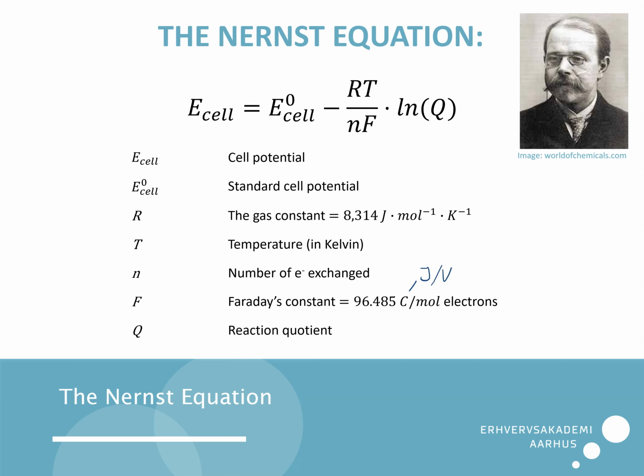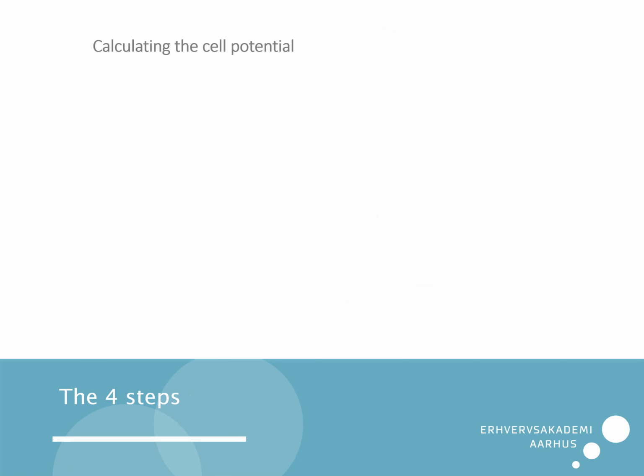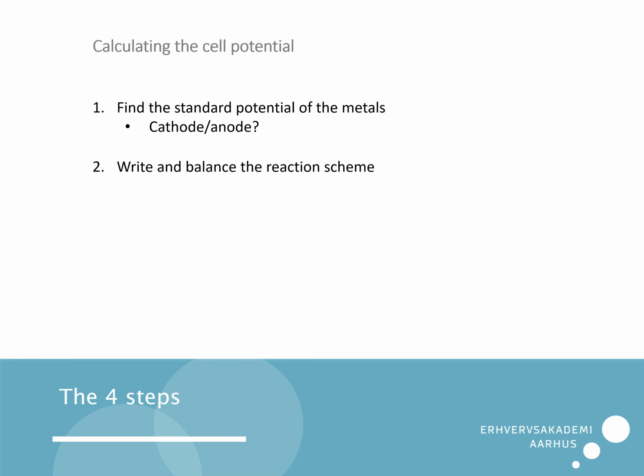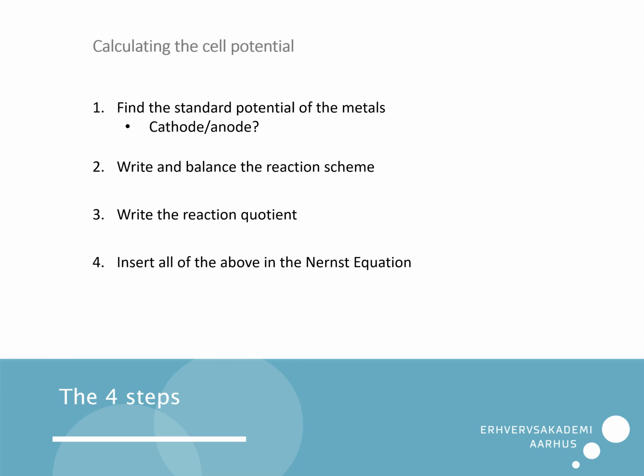Let's use our nickel-chromium cell to see the Nernst equation in action. We can break down the process into 4 steps. The first step is to find the standard potentials of our individual half cells and from that deduce which cell is the cathode and which is the anode. We'll also calculate the standard potential of this cell. After that, we must write and balance our reaction scheme to find out how many electrons are involved in the process. We'll also use the reaction scheme in the next step to calculate the reaction quotient Q. Then, in the last step, we combine everything in the Nernst equation and calculate the total cell potential.